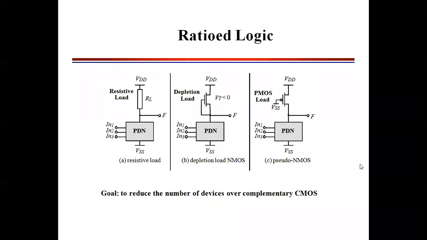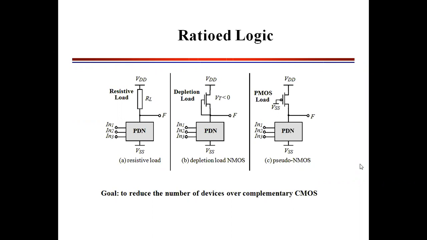Now the next part is ratioed logic. What do you mean by ratioed logic? What is the goal of having this ratioed logic? The goal is to reduce the number of devices over complementary CMOS. The purpose behind ratioed logic is to reduce the number of devices over a complementary CMOS.